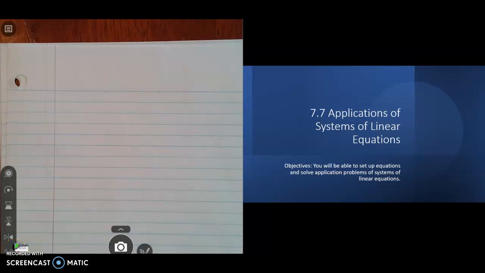Welcome to Section 7.7, Applications of Systems of Linear Equations. So hopefully by the end of this, you all will be able to set up equations for these application problems and be able to solve application problems that involve systems of linear equations.